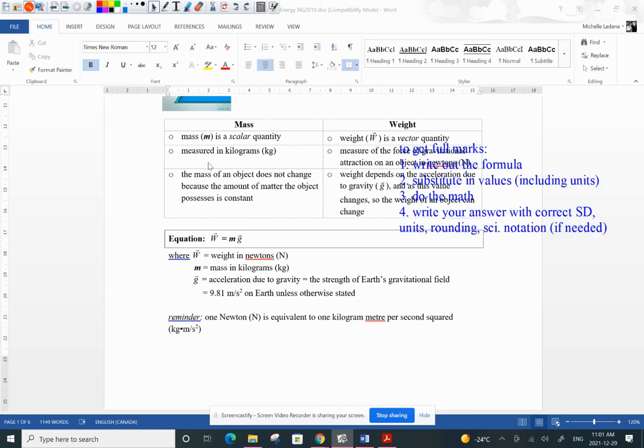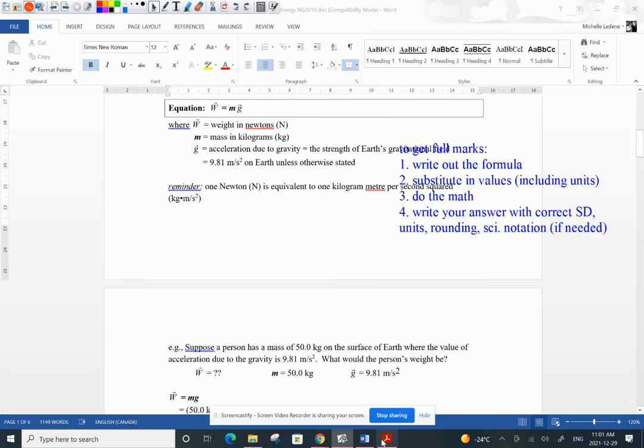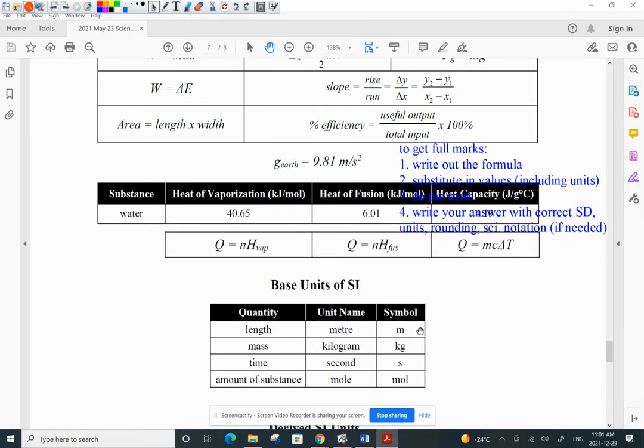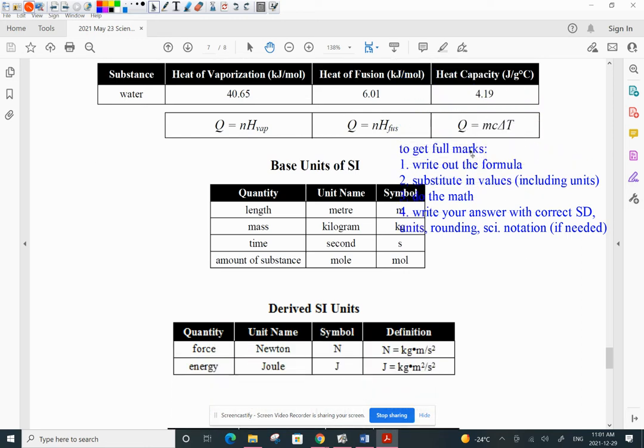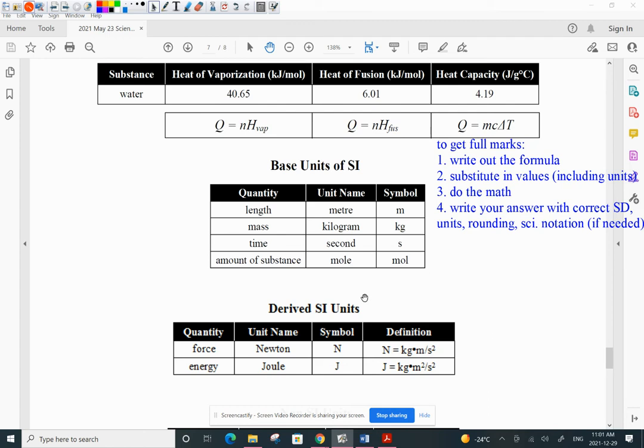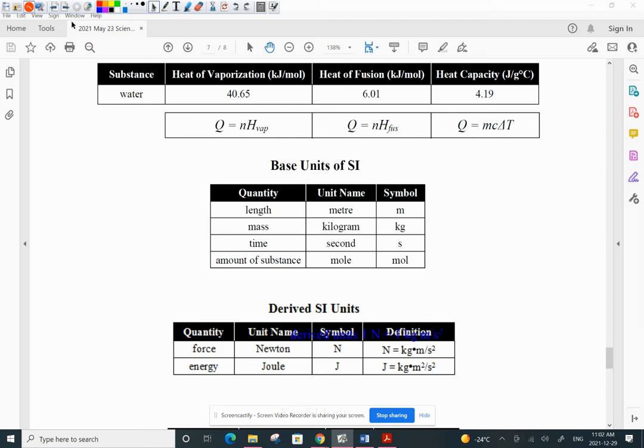I'm just going to go back to your data booklet and then I'll talk about our examples. So back here for just a second. Here are our derived units. Just ignore this on how to get full marks for just a second. Derived SI units, we've got force in newtons. A newton is a kilogram meters per second squared. Energy in joules, made up of a newton meter, which is the same as saying kilogram meters squared per second squared. So remember, you have your data booklet, you have this page 6. You're good to go.